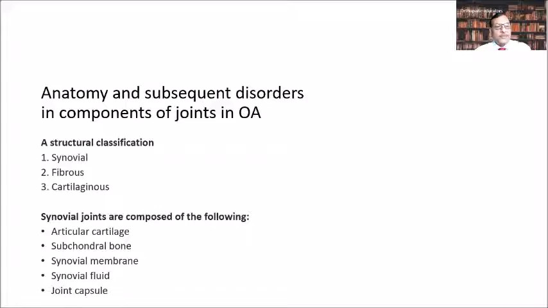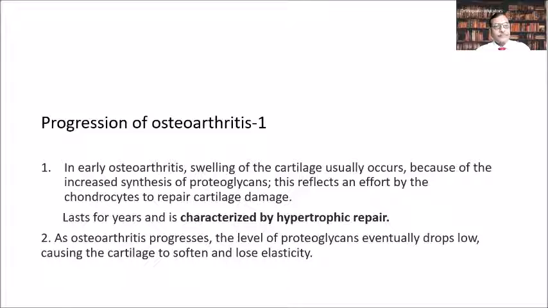Osteoarthritis occurs in the synovial joints, and the structures in the synovial joints are articular cartilage, subchondral bone, synovial membrane, synovial fluid, and joint capsule. It must be remembered that all of them are affected in osteoarthritis.